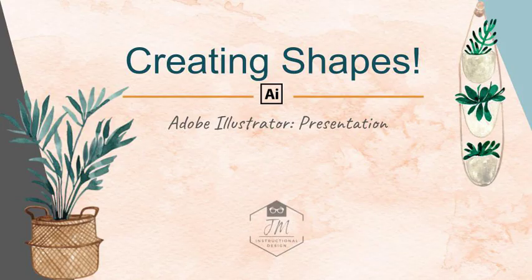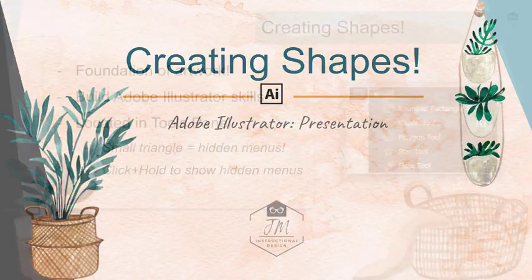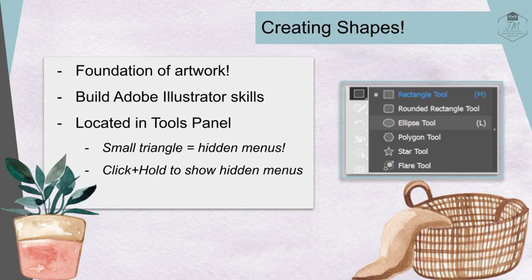Today, we're creating shapes in Adobe Illustrator. Even the most complex artwork hanging in museums can all be broken down into simple shapes. We are going to work with these simple shapes and then build upon those with more skills in Adobe Illustrator later. All these shapes are located in the Tools panel.